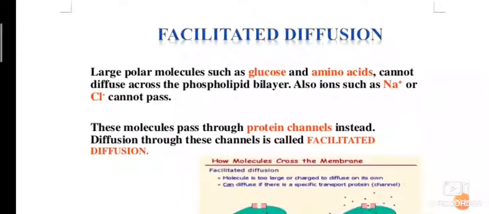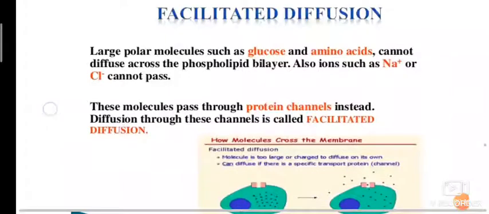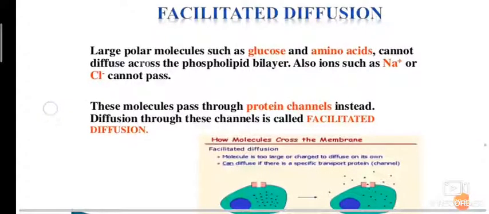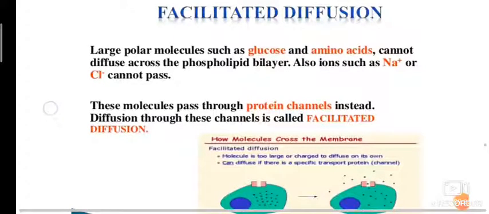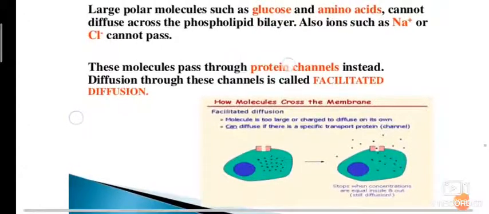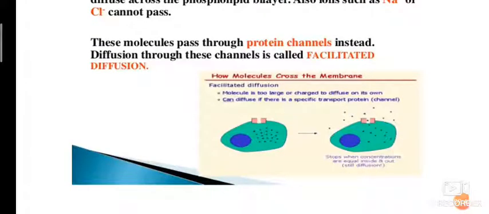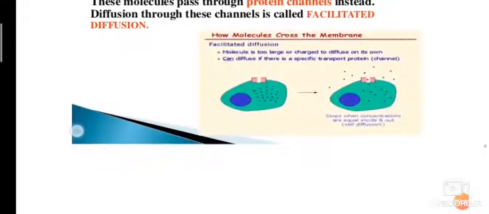Facilitated diffusion. Large polar molecules such as glucose and amino acids cannot diffuse across the phospholipid bilayer. Also, ions such as sodium and calcium cannot pass. These molecules pass through protein channels. Diffusion through this channel is called facilitated diffusion.